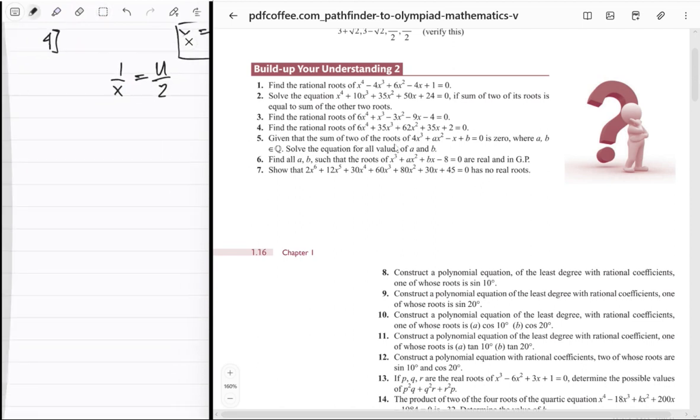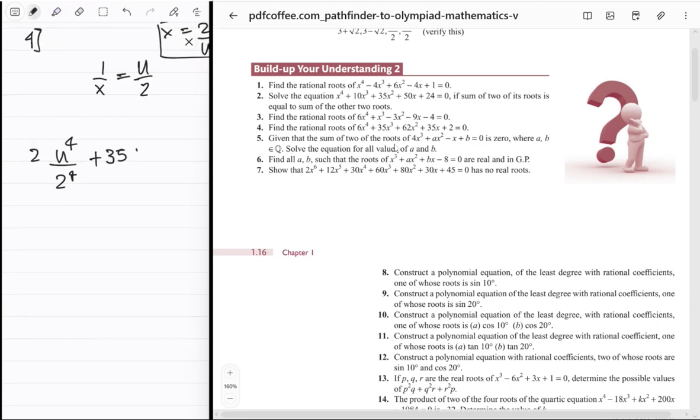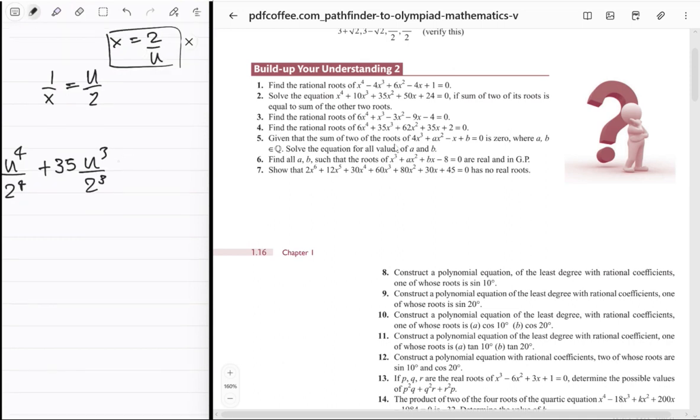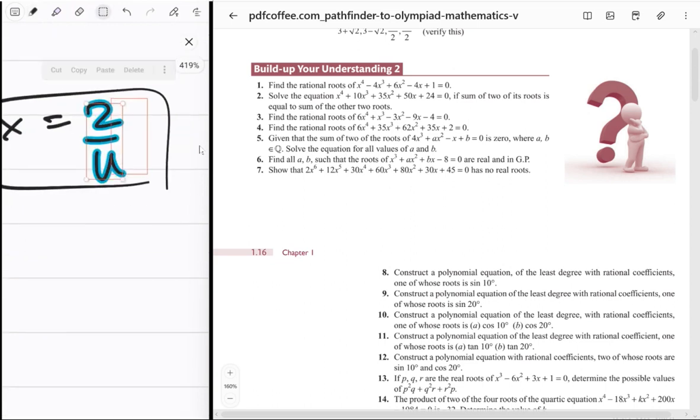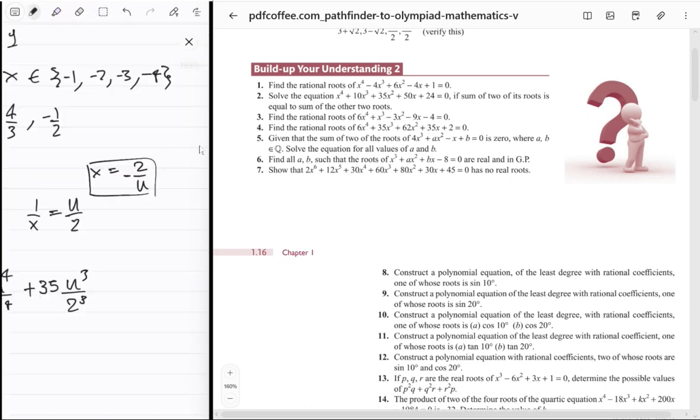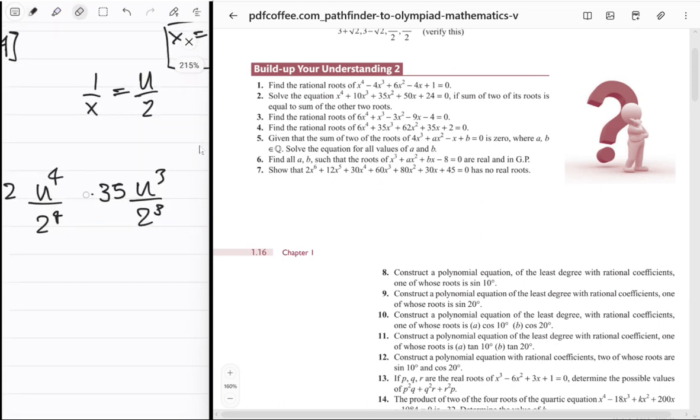Okay. So now what do you get? You get 2 times u power 4 upon 2 power 4, then plus 35 times u power 3 upon 2 power 3. But I'm thinking maybe I should put -2 upon u because it's all positive, so there's only going to be negative roots for this thing. But yeah, whatever. Yes, we should actually, because you definitely don't want more complications.